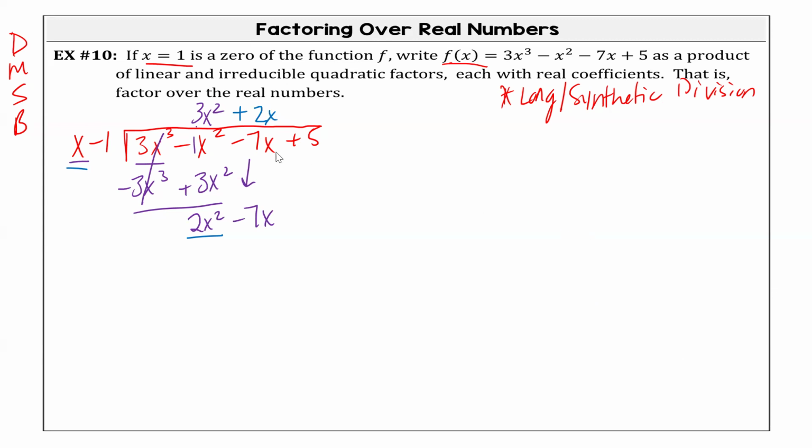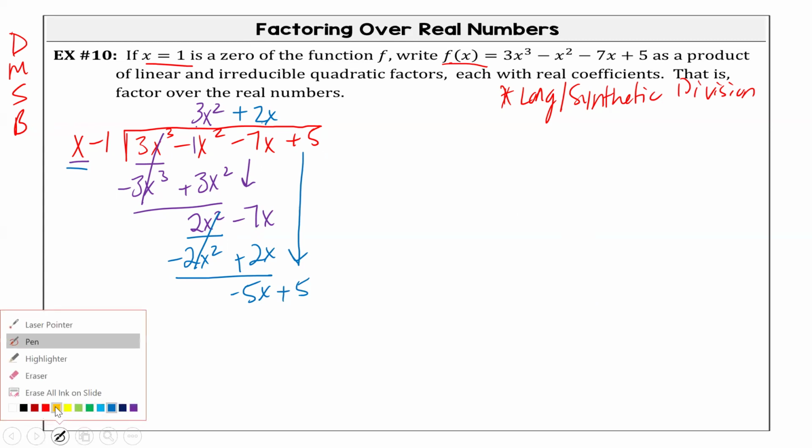Positive 2x. And now I'm going to multiply. So I multiply 2x times x gives me 2x squared. 2x times negative 1 gives me negative 2x. After I multiply, I subtract, which means I'm changing signs and combining. That eliminates. Negative 7x plus 2x gives me negative 5x. And then the B stands for bring it on down. So plus 5. After I do that, I'm going to repeat again.